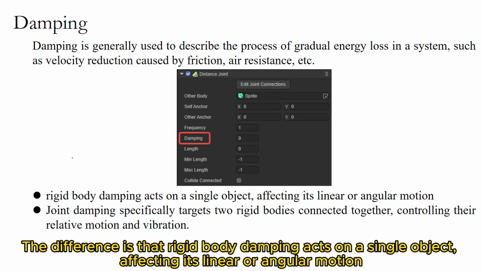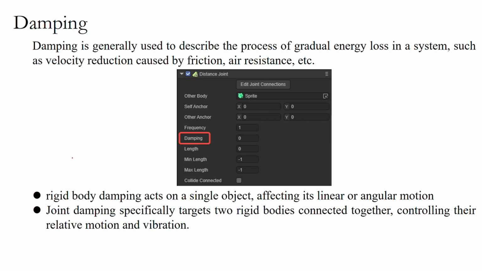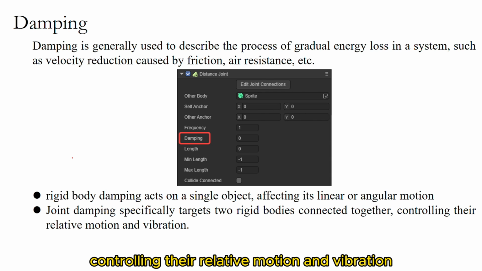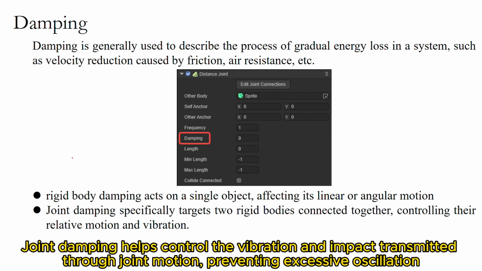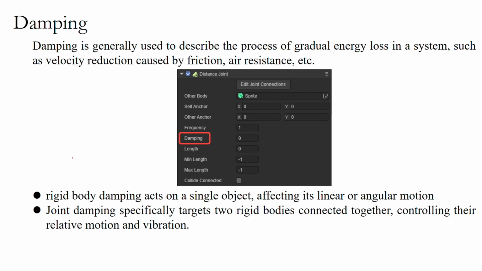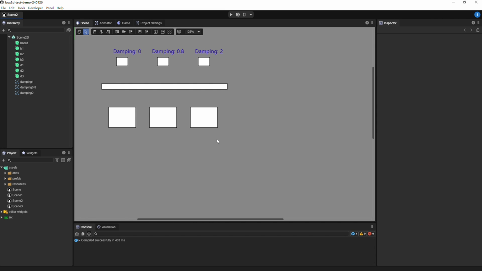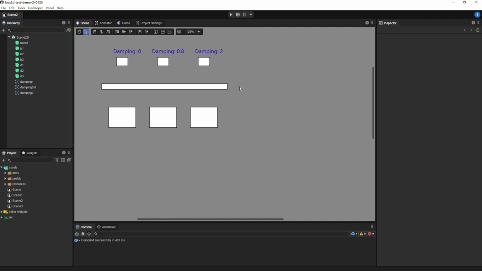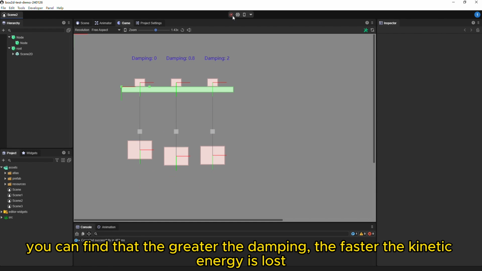The difference is that rigid body damping acts on a single object, affecting its linear or angular motion. Joint damping specifically targets rigid bodies connected together, controlling their relative motion and vibration. Joint damping helps control the vibration and impact transmitted through joint motion, preventing excessive oscillation. In LayaAir IDE, there are the effect comparisons of no damping, weak damping, and strong damping. Running and observing the effect, you can find that the greater the damping, the faster the kinetic energy is lost.